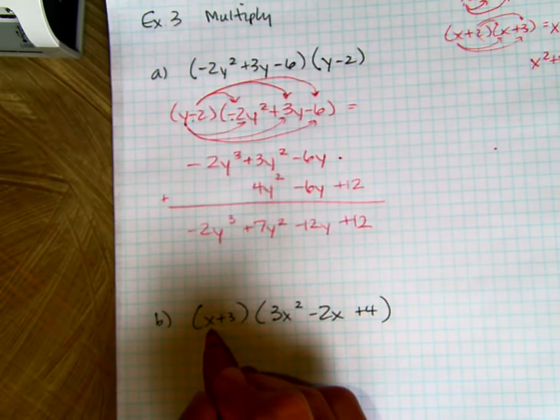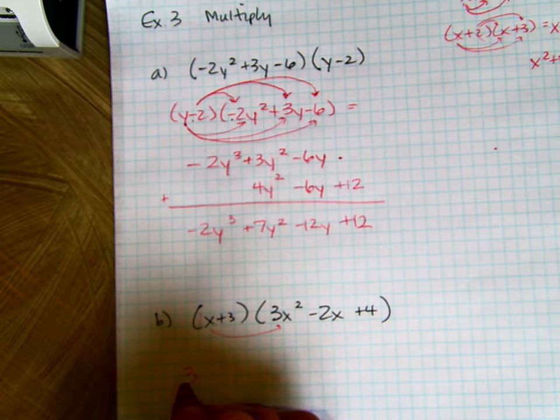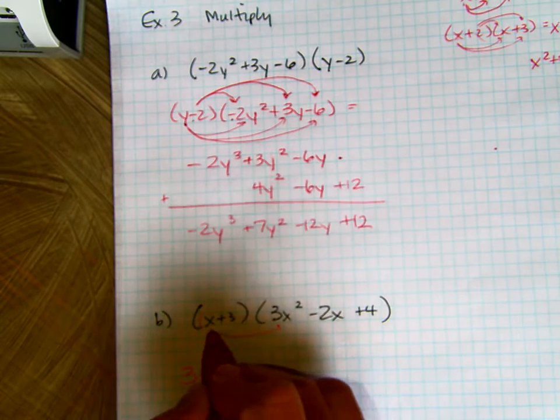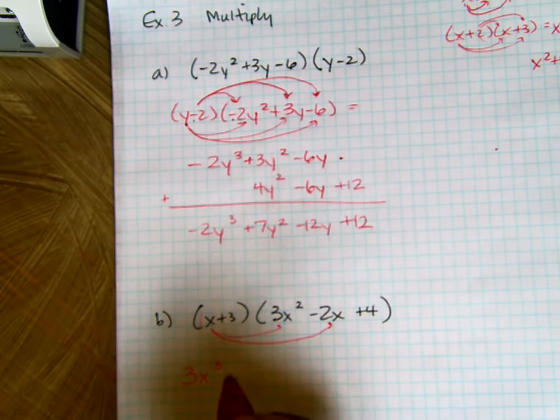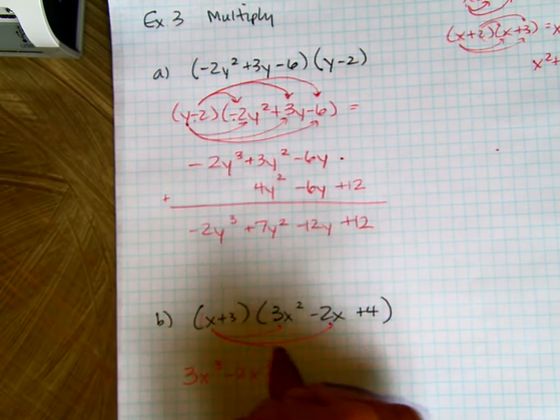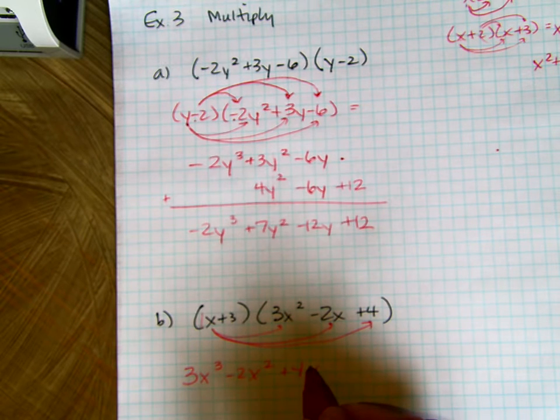So x times 3x squared. There's really a 1 here. So 1 times 3 is 3. X times x squared is x cubed. 1 times negative 2 is negative 2. X times x is x squared. 1 times 4 is 4x.